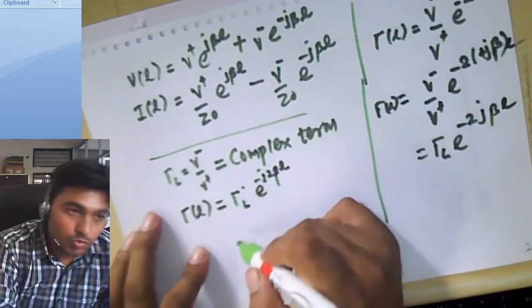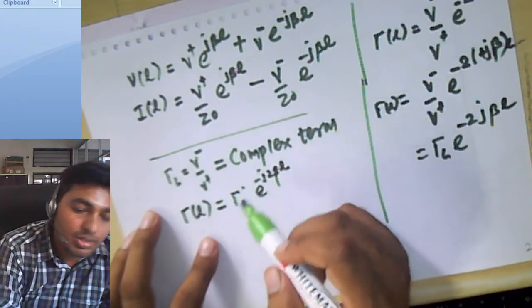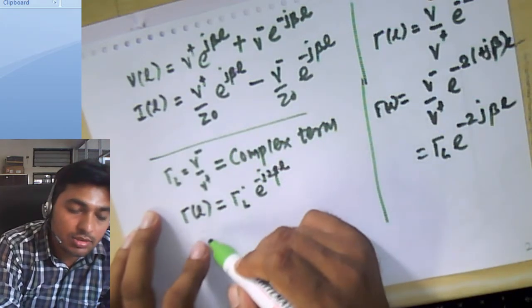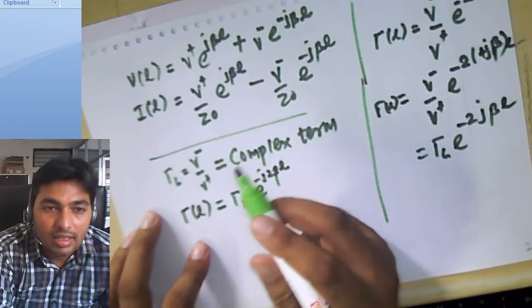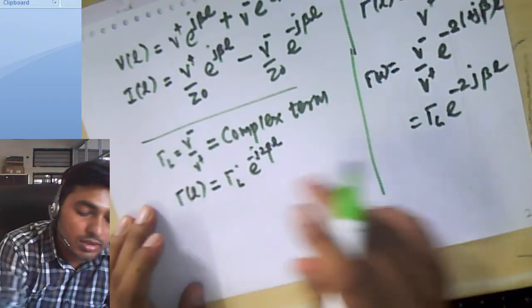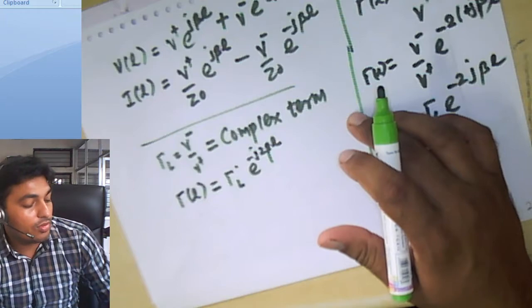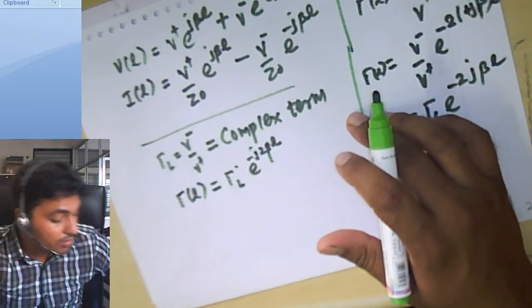Now once we define this, we will substitute this reflection coefficient. We already got the equation of voltage and current in the last lecture in terms of a reflection coefficient. So we will simply write the voltage and current in terms of the reflection coefficient.